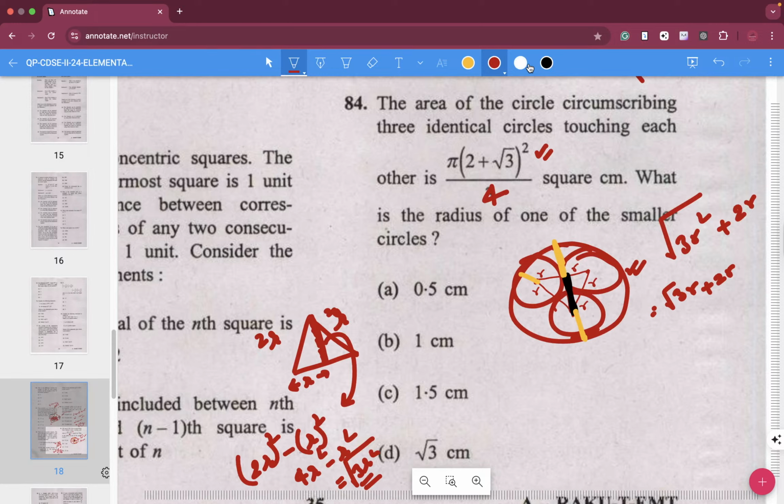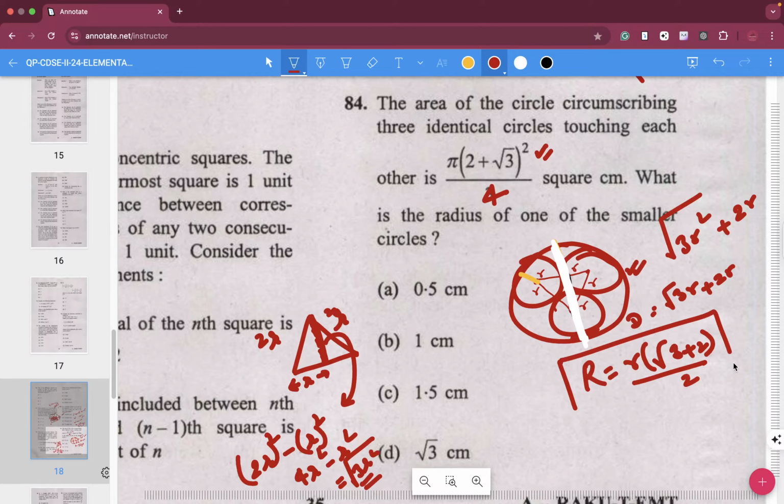Now root under 2r plus 3r is basically this whole entire length. If this is the whole length, which means this is the diameter d, so what will be the radius? So radius will be (root 3r plus 2r) by 2, or for that matter we will write it in a different manner: r into (root 3 plus 2) divided by 2 is what we are going to write, folks.